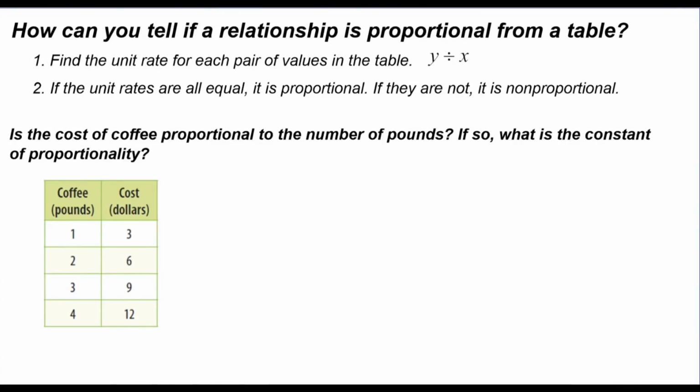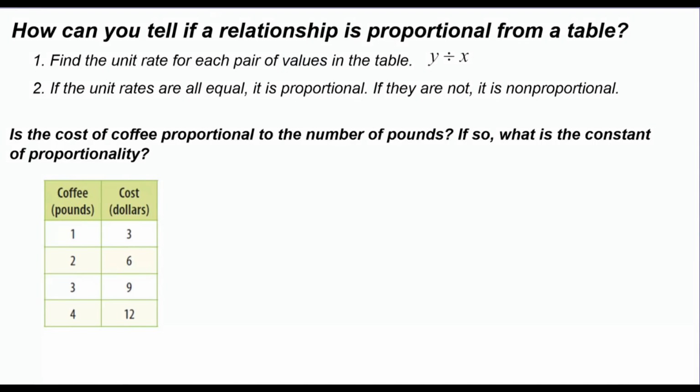So how can you tell if a relationship is proportional from a table? Well, the first thing we want to do is find that unit rate for each pair of values in the table. We're going to take the y value divided by the x value, or the dependent variable divided by the independent variable, to use some more fancy terminology there. If all of those rates are equal, if all those unit rates are the same, it's going to be proportional. If they're not, then it's non-proportional.